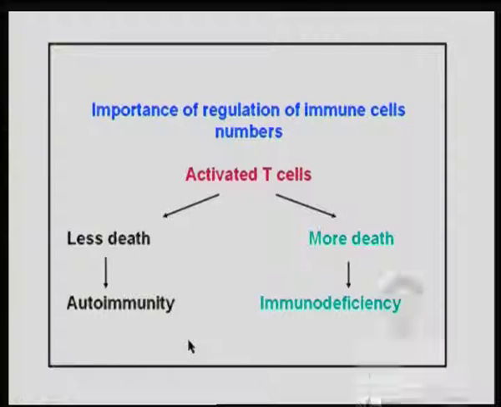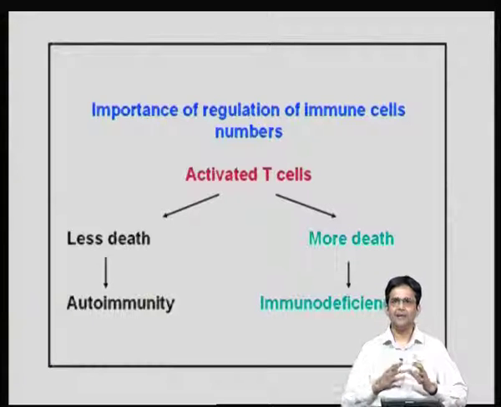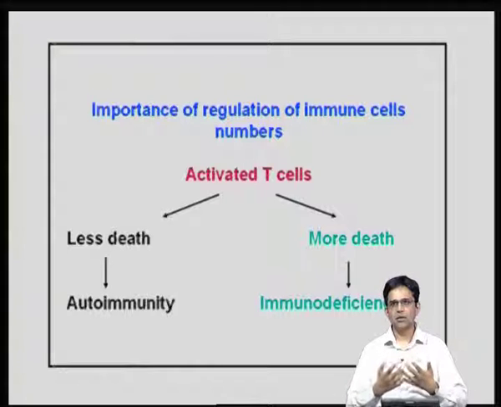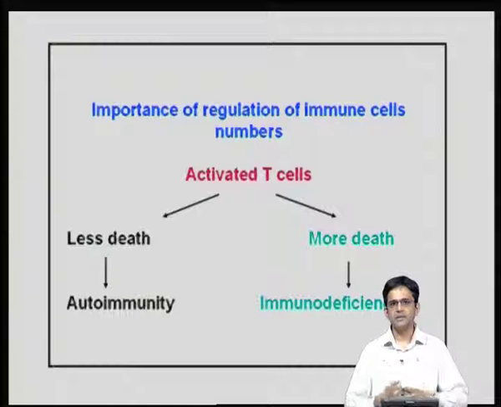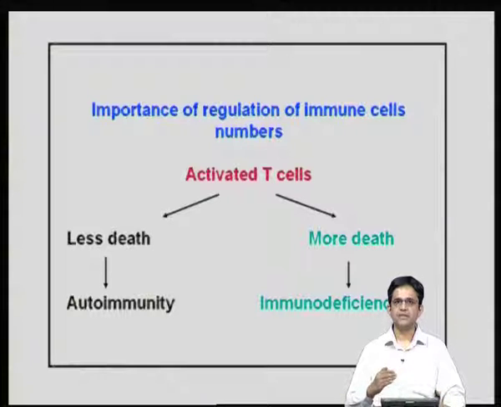If we just look at the slides, see the importance of regulation of immune cell numbers. Once T cells get activated, they increase their cell numbers. For that matter, B cells or T cells, once lymphocytes get activated, their numbers increase, and those numbers have to be controlled. The reason for this, as I informed you in the previous classes too, is that if upon activation the T cell numbers continue to be high, it results in immunopathological problems for the host. So therefore, their numbers need to be controlled.